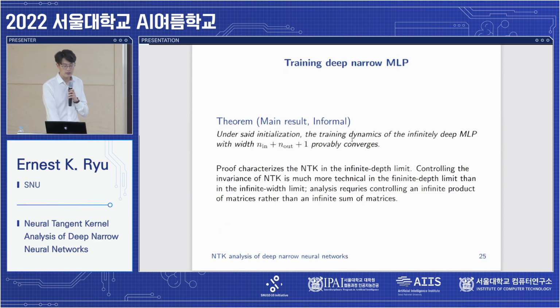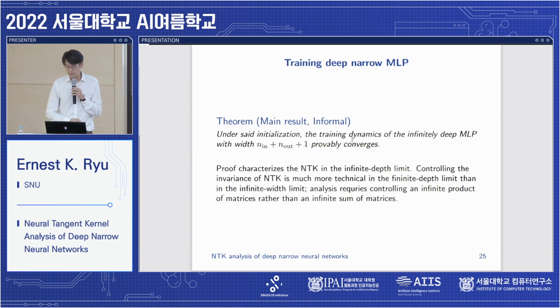And our main result is as follows. Under this initialization, the training dynamics of this infinitely deep MLP with this width provably converges. So we show that this neural network is trainable provably. The proof of this result characterizes the NTK, and the very high-level roadmap of the proof is similar to the prior NTK analyses of infinitely wide neural networks, but there is a crucial difference: we consider infinite depth, whereas prior work considered infinite width.